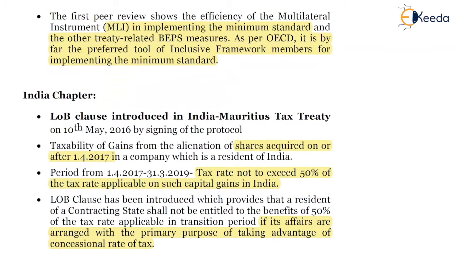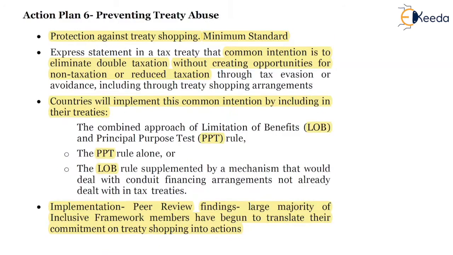So this was India related measures in line with BEPS Action Plan number 6, which is related to preventing treaty abuse, treaty shopping, and is one of the minimum standards of the BEPS Action Plan. So this concludes Action Plan number 6, which is preventing treaty abuse.